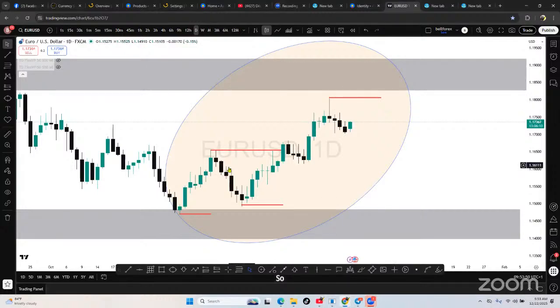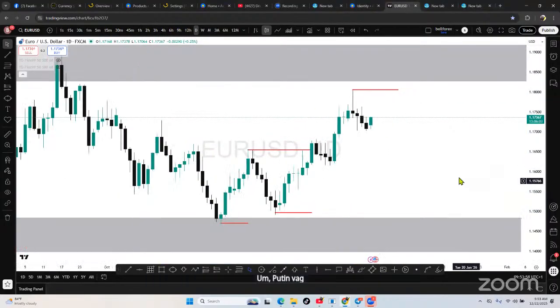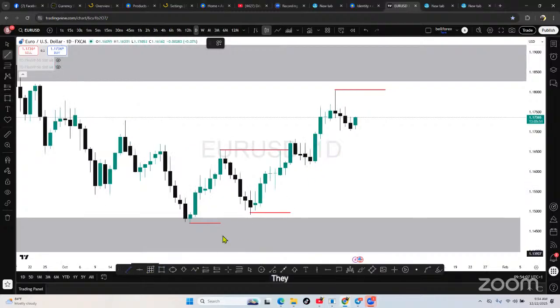So, Euro Dollar, I would like to consider this as an entire wave. Donc, je veux considérer le mouvement-ci comme toute une vague. Je sais pourquoi je dis ça. Parce que si on regarde bien, regardez bien le mouvement-ci. Si vous regardez bien le chandelier, this green candle, you guys are going to see that the market does not have any shift to the downside as per that candle is concerned.